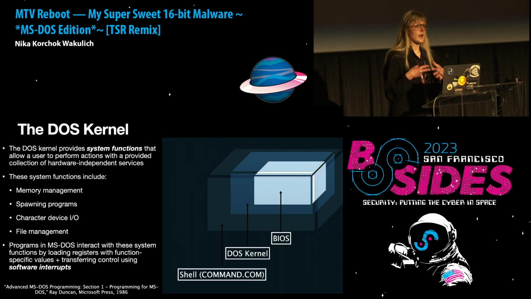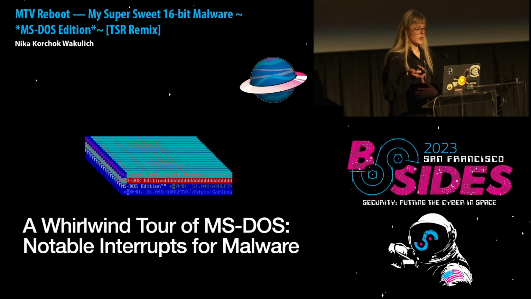Programs in MS-DOS interact with these system functions by loading registers with function-specific values and then transferring control using software interrupts. So using software interrupts with these system functions was the main method that you could do cool things on MS-DOS. So that's what we're going to talk about now.